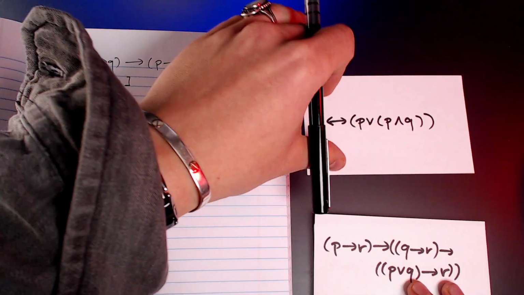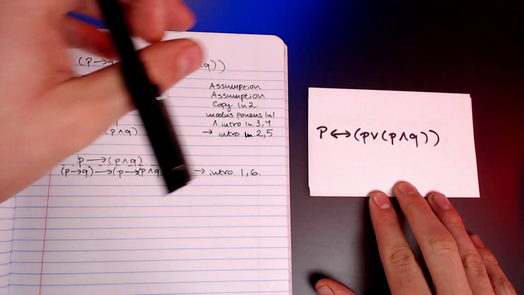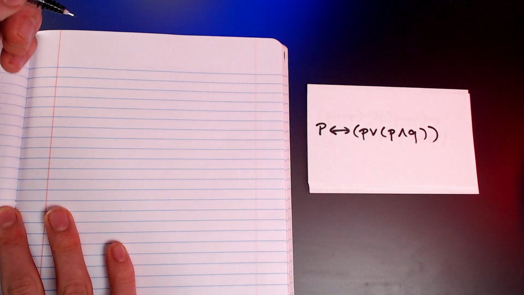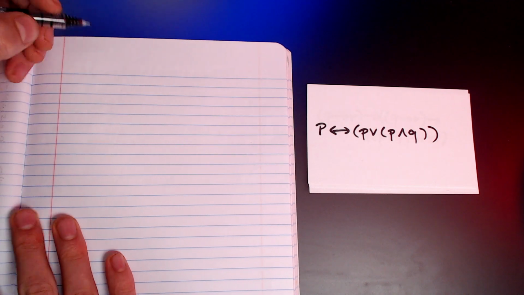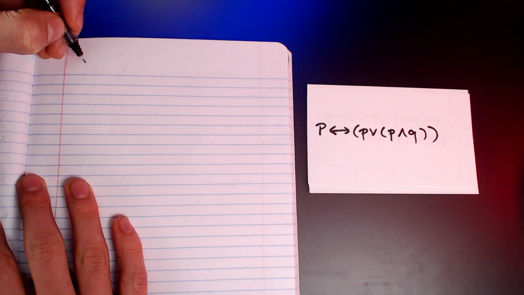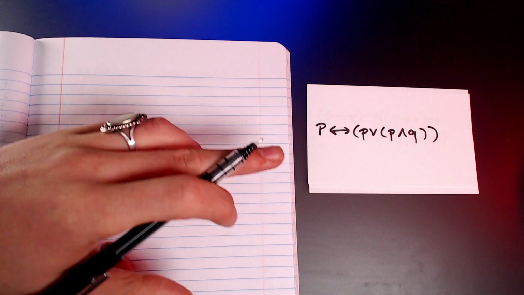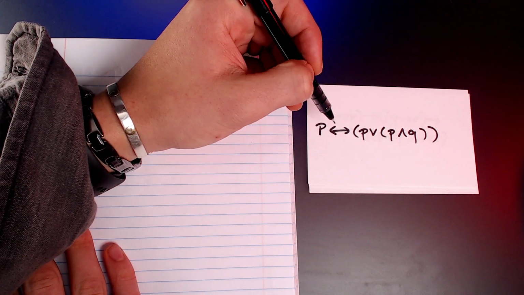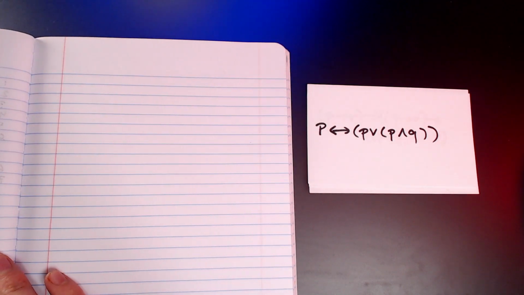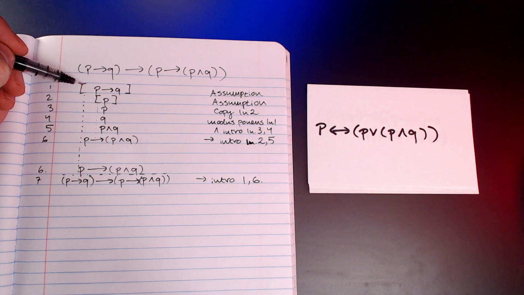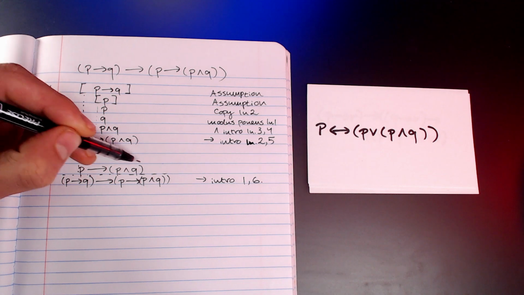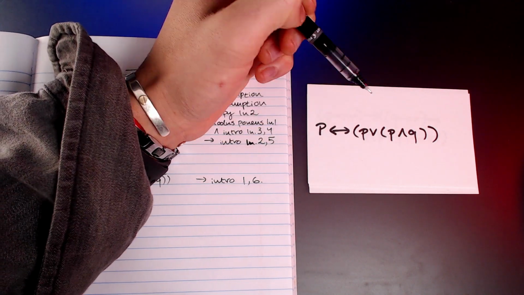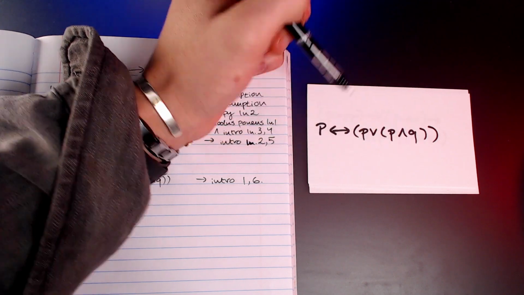Let's do this one. Now this one is going to be a little more interesting. I want to prove a biconditional statement. So we're going to have to do kind of what we did before with the assumption, then deriving to the end part here. And then we're going to do it backwards as well.